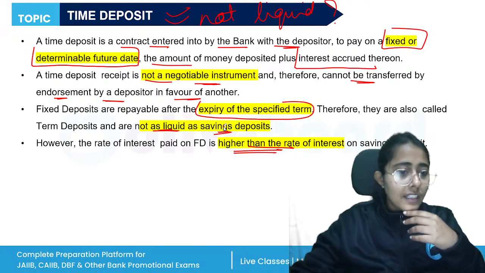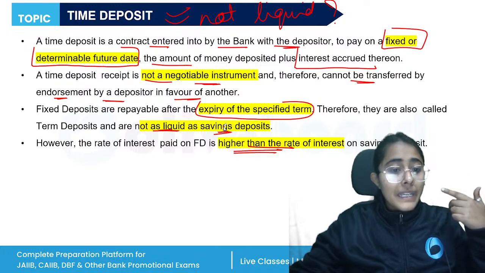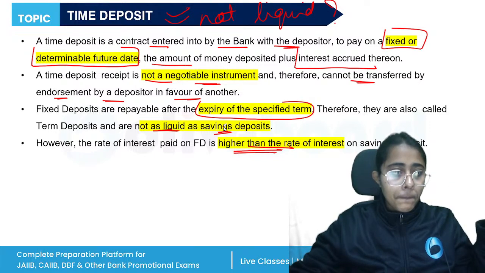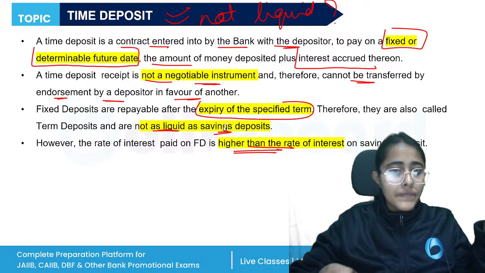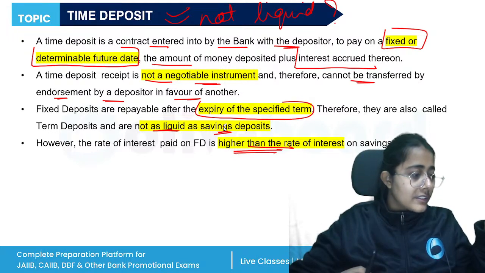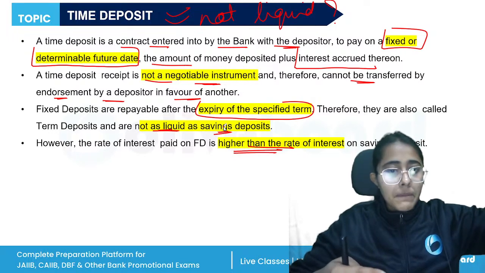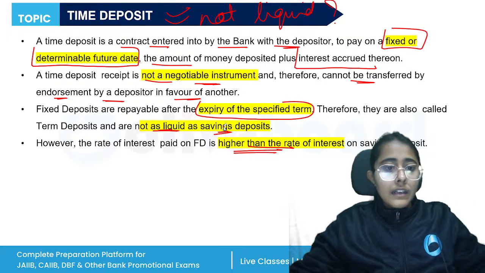So all of these things are there. Then the conditions for the premature payment of the FD. Although the banks may refuse to make premature payment, in the case of genuine needs of the customer, the payment can be made. So the penalty will be imposed, and it differs from one bank to another. All right.